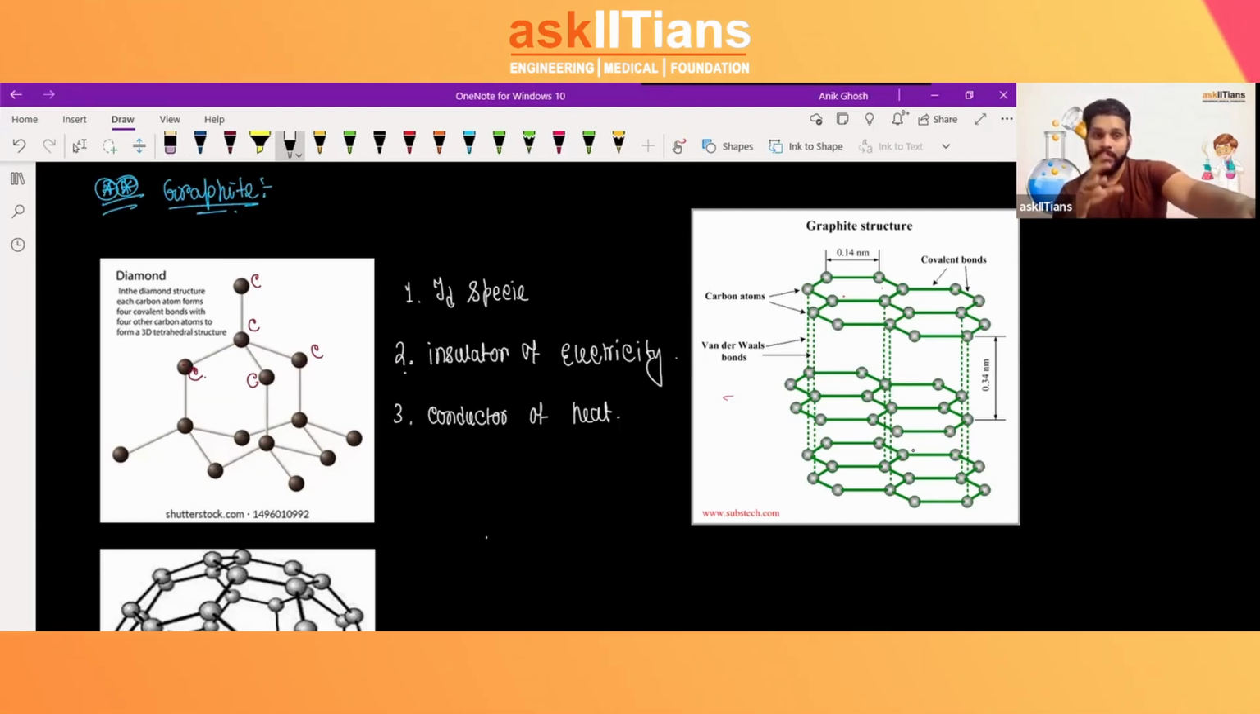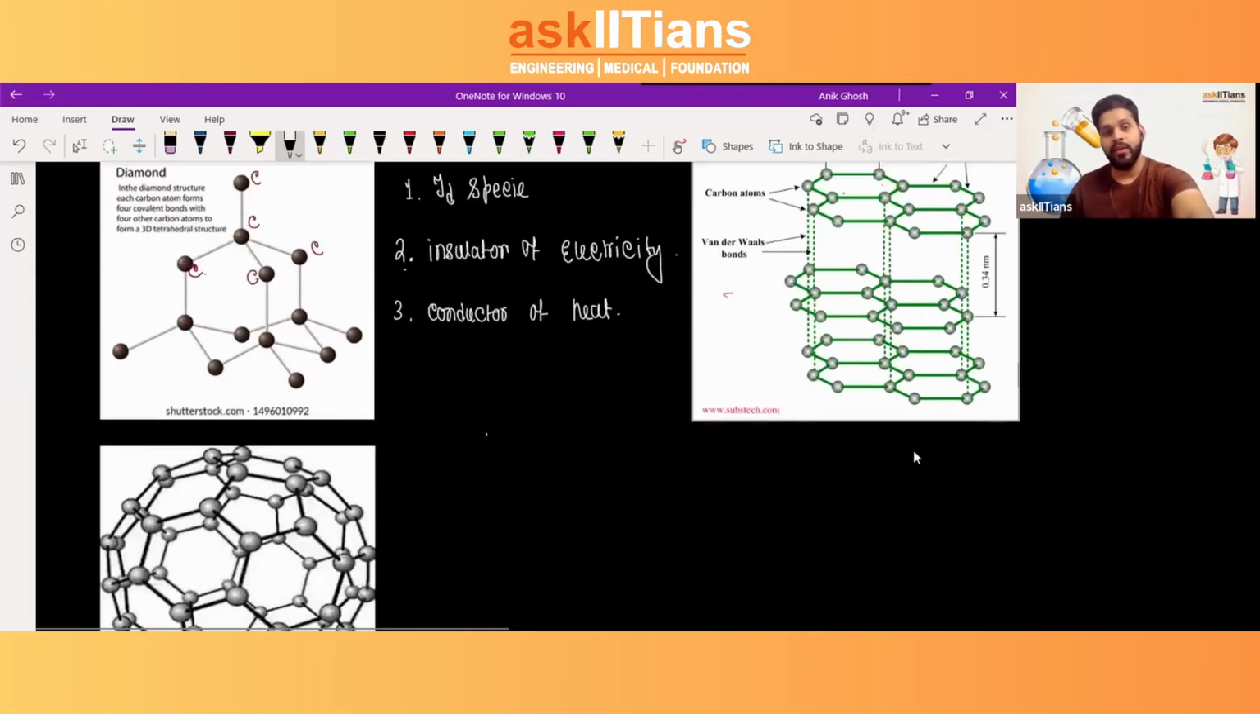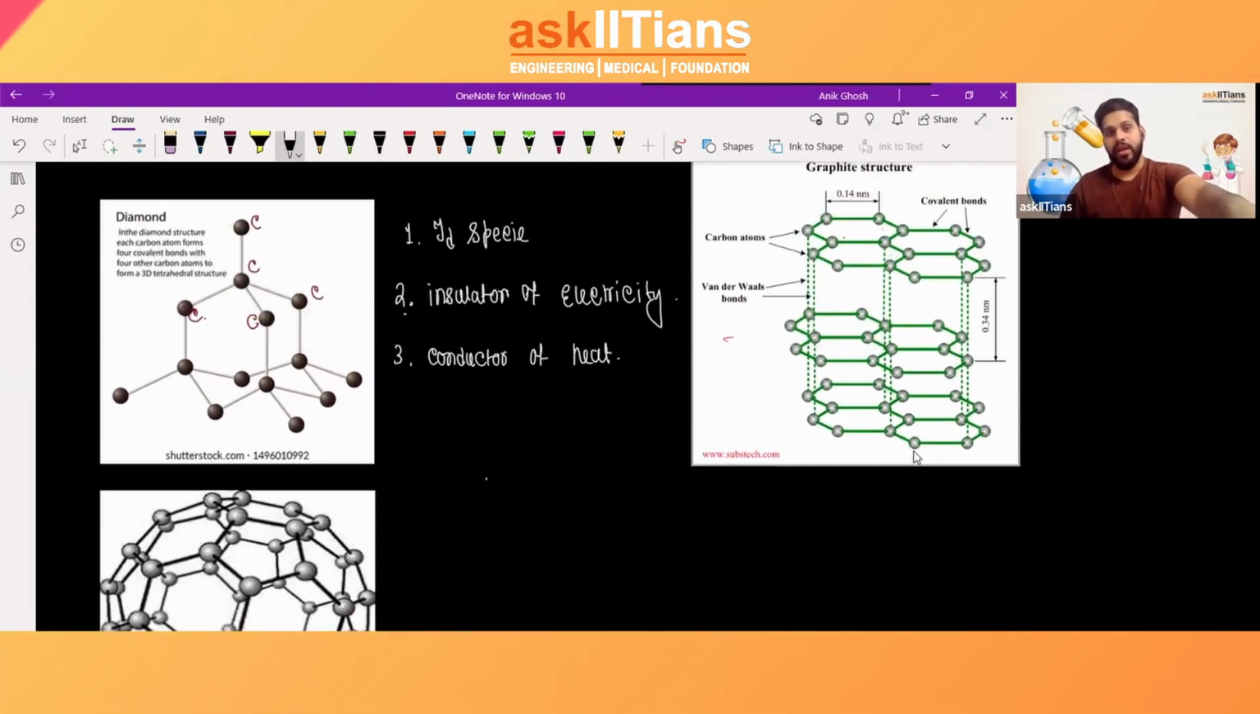That's why we use diamond in many transformers as well, the transformers that change the AC to DC current, right? So there we use diamond. So these are all about the diamond structure.